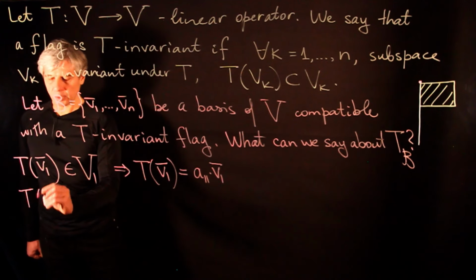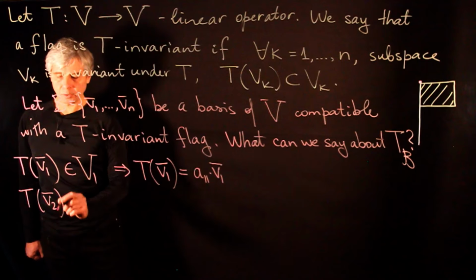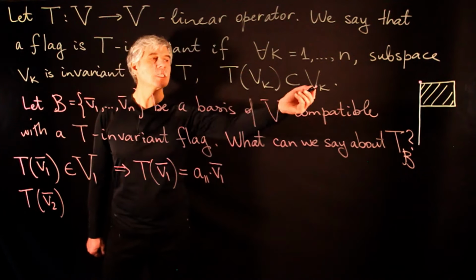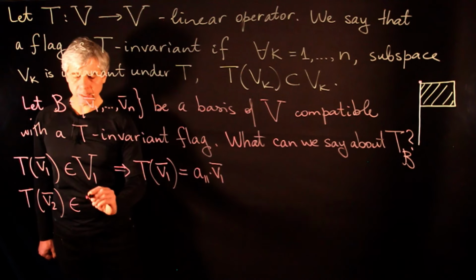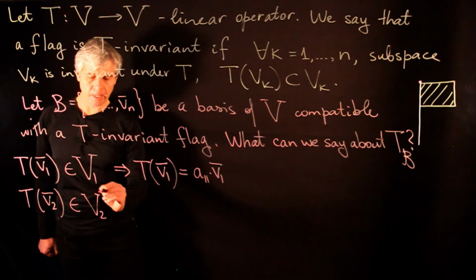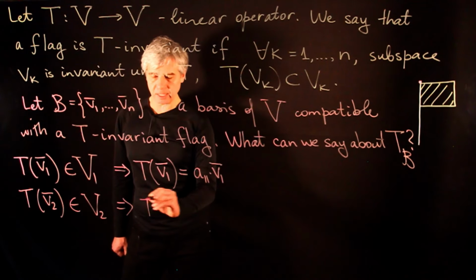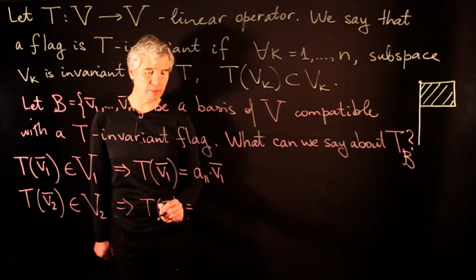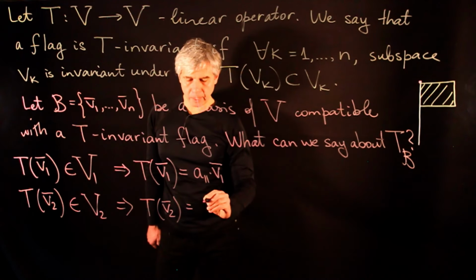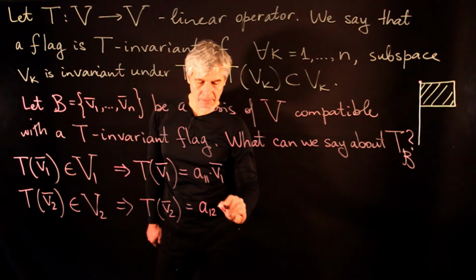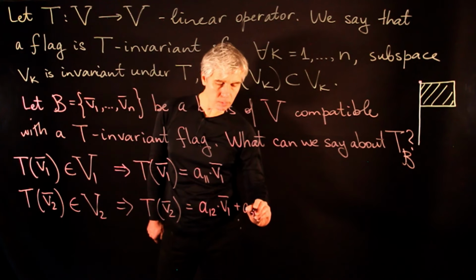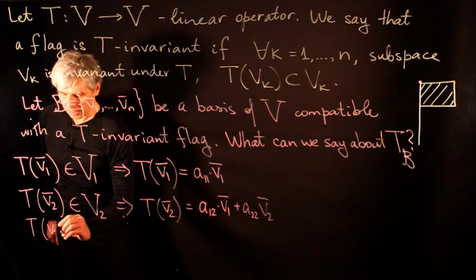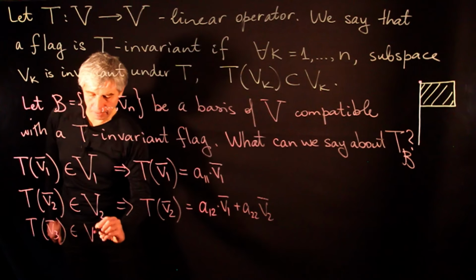Now let's apply T to the second basis vector. The second basis vector belongs to the subspace V2. And the subspace V2 is T invariant. So this means that the result will be in the subspace V2. And this tells us that T of V2 may be written as a linear combination of V1 and V2. And we can write this as A12 times V1 plus A22 times V2. So then T of V3 will be in the subspace V3.